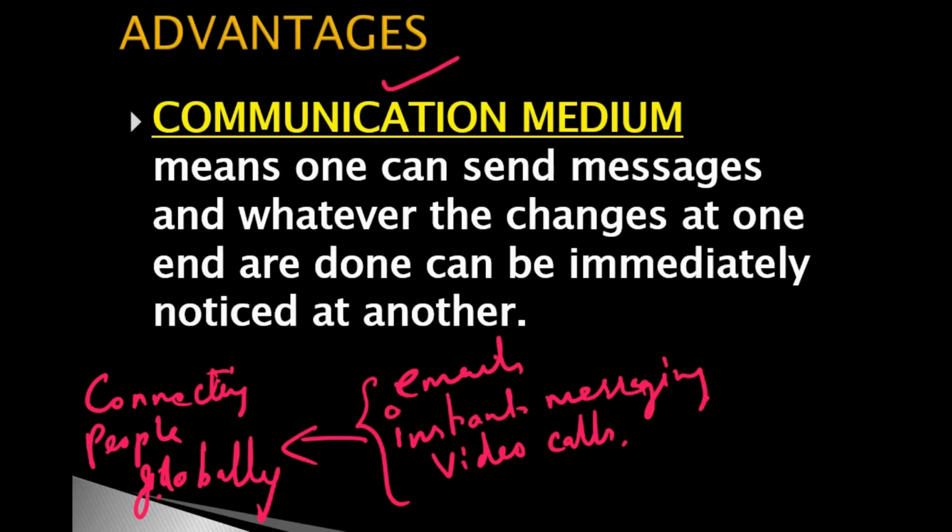One can send messages, and whatever changes are made at one end can be immediately noticed at the other. For example, in instant messaging we can edit our messages. If we edit a message which is already sent, it is reflected on the other end also. So we can immediately notice the changes on the other end of the network. That's called a communication medium. Hope you all understand the topic of advantages very well.